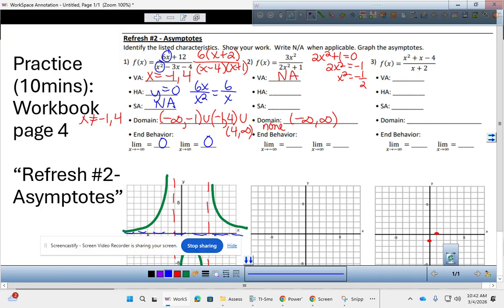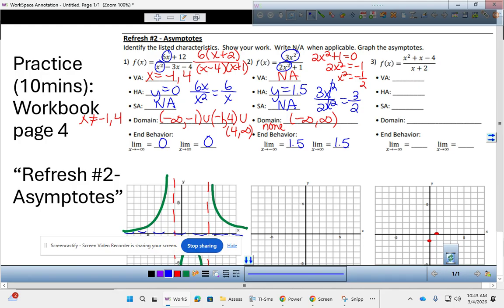Horizontal asymptote, I'm looking at the 3x squared over the 2x squared. And what happens here is the x squareds cancel out and leave me with 3 over 2. So when that happens, then your horizontal asymptote is a number. In this case, it's 1.5, or you can leave it as 3 over 2. If you have a horizontal asymptote, you don't have a slant. If you have a horizontal asymptote that's 0 or a number, that number is your end behavior.